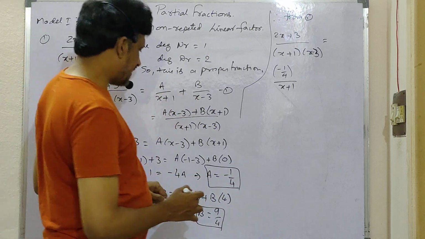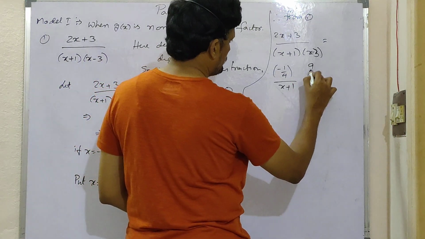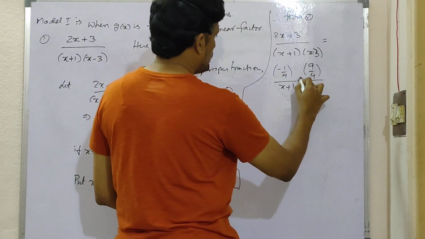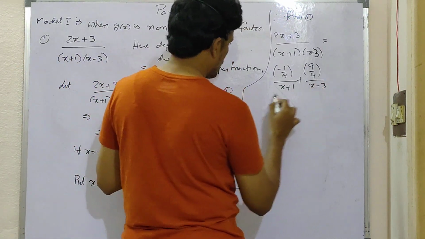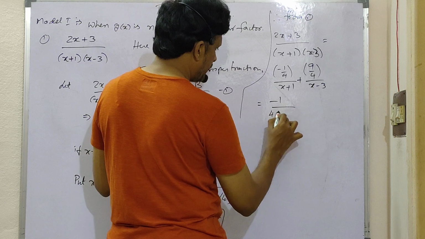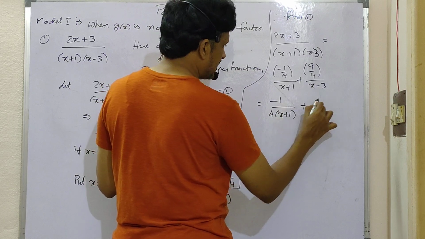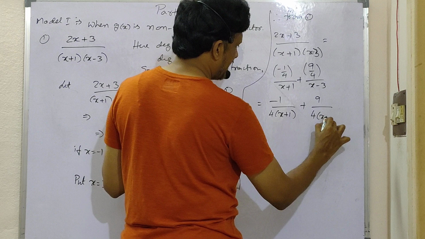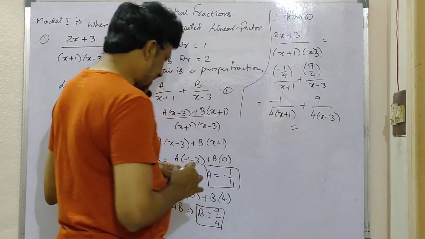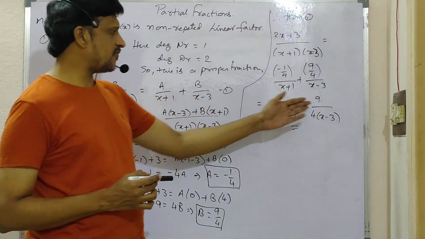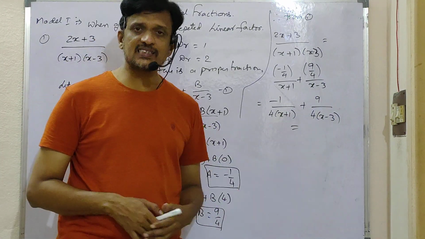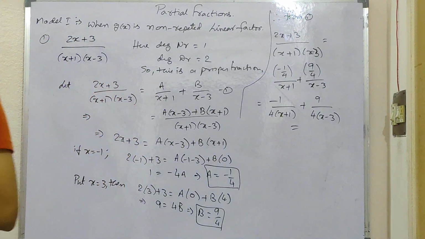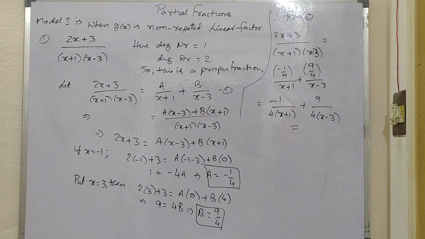And B, what is this B? 9/4, divided by the second factor x minus 3. So that is (-1/4)/(x+1) plus (9/4)/(x-3) you are getting here. So the given fraction is expressed as the sum of two fractions. These two are called partial fractions of the given. Individually they are not equal to the given, but their sum is equal to the given.